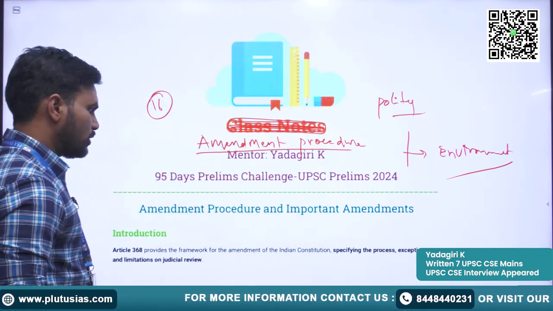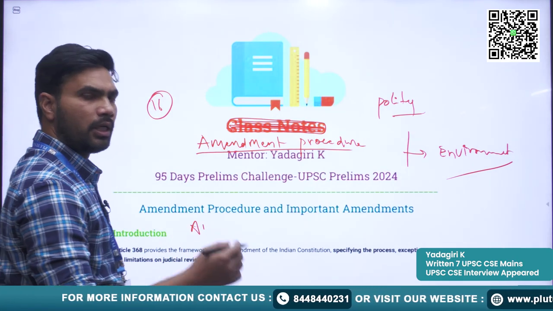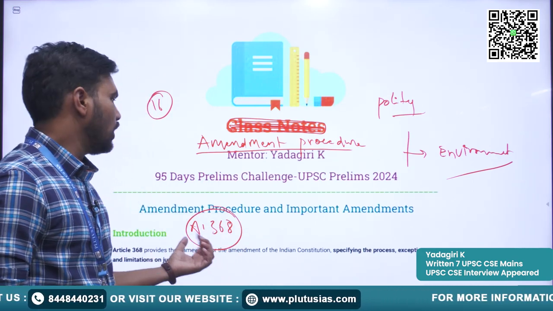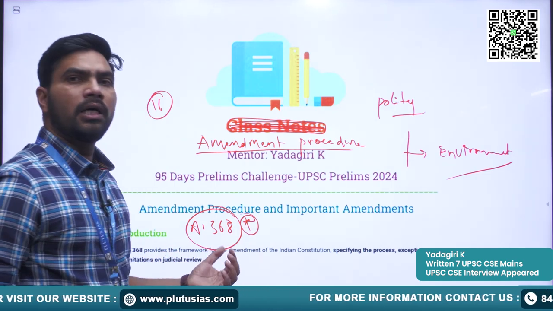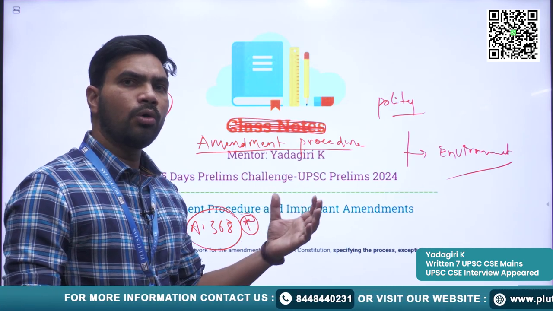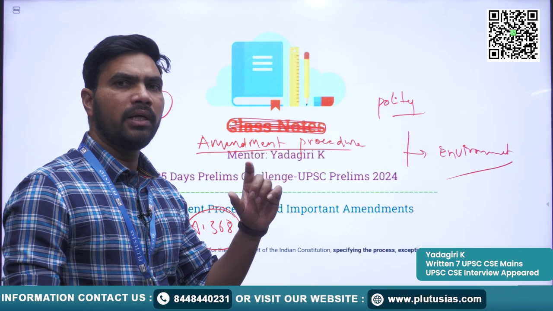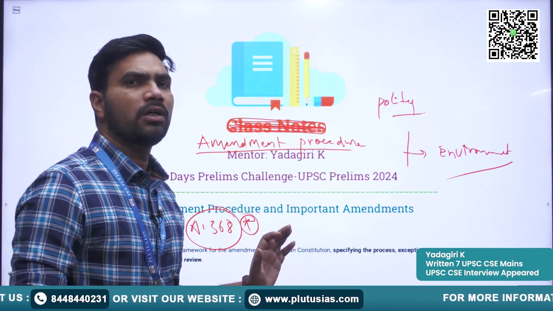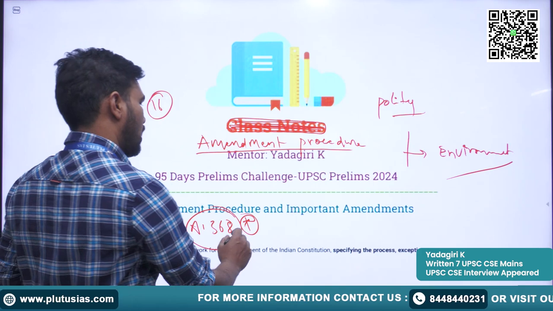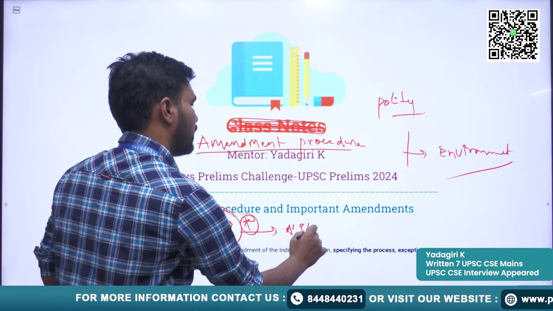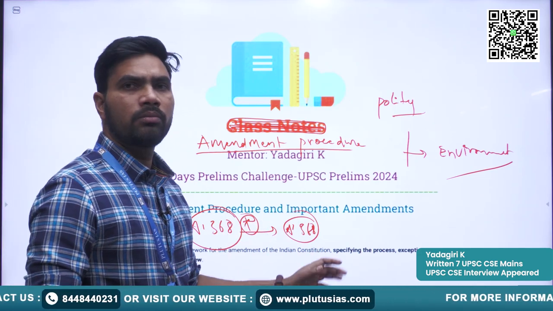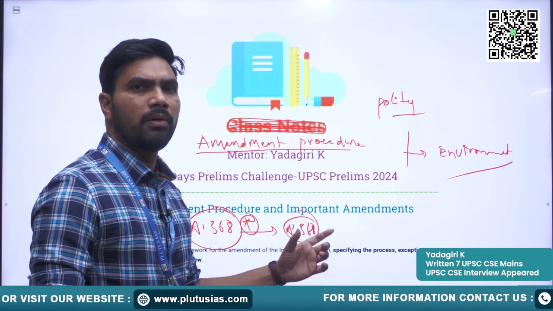As you all know, the amendment procedure is incorporated in the constitution itself, under Article 368. So remember Article 368. The provisions on how to amend the constitution are there under this article. The method of amending the constitution is incorporated within the constitution itself. This is the beauty of the Indian constitution, and the amending power of the parliament comes from Article 368. So basically the parliament will make the constitutional amendments. Both the Lok Sabha and Rajya Sabha have equal powers when it comes to constitutional amendment acts.